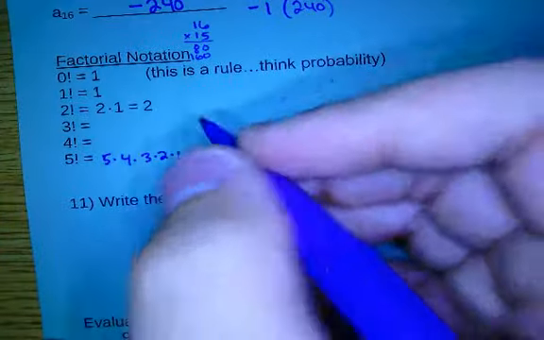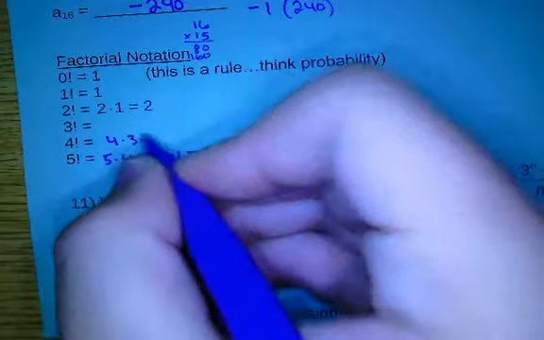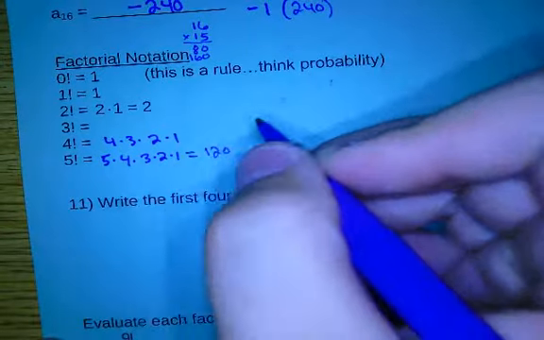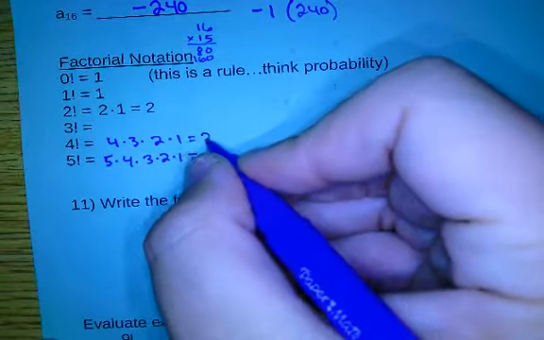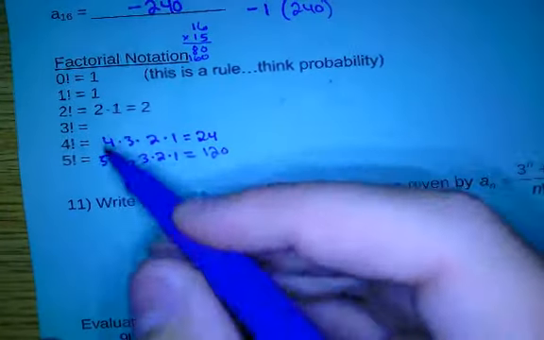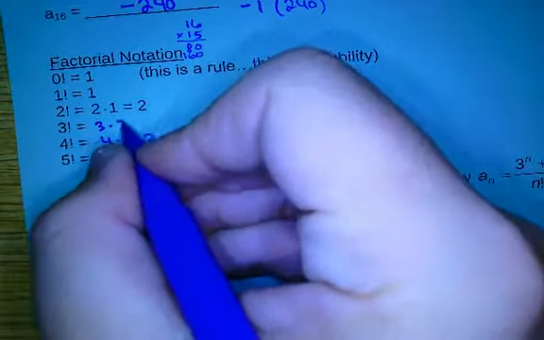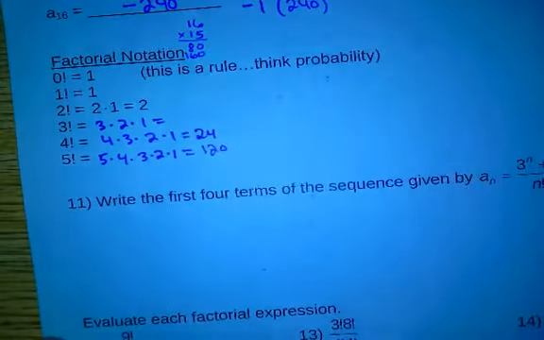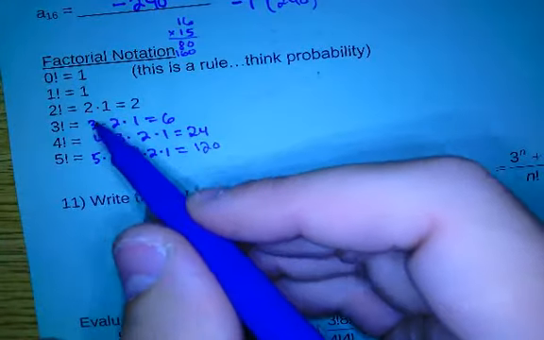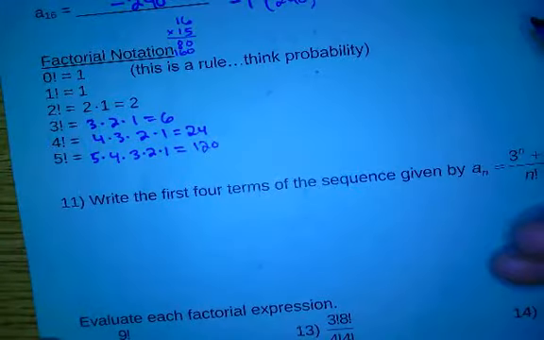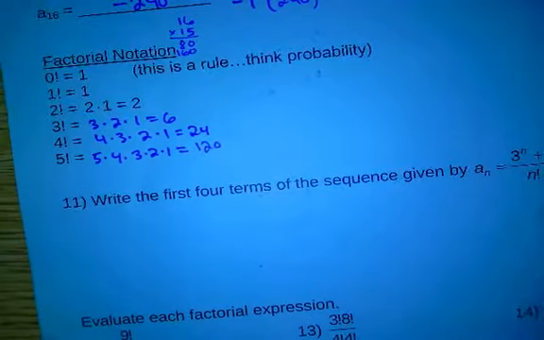4 factorial is 4 times 3 times 2 times 1, which is 24. 3 factorial is 3 times 2 times 1, which is 6. 2 factorial is 2 times 1, which is 2. 1 factorial is 1. We don't do negative factorials. And 0 factorial, that's just a rule, is equal to 1.